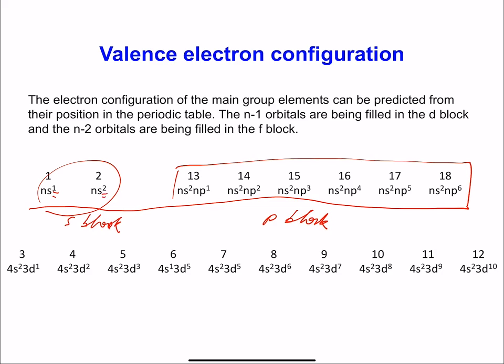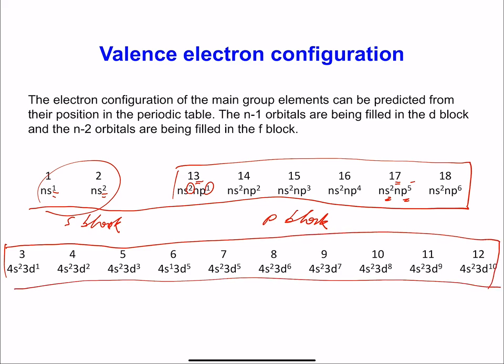And for group 13, the single digit here corresponds to the valence electrons here: 2 S electrons, 1 P electron. In this case, group 17, the single digit here is 7, and it has 2 S electrons and 5 P electrons. Okay, and at the bottom here, that's an example for the D block.